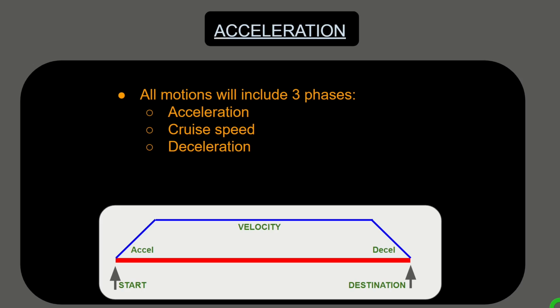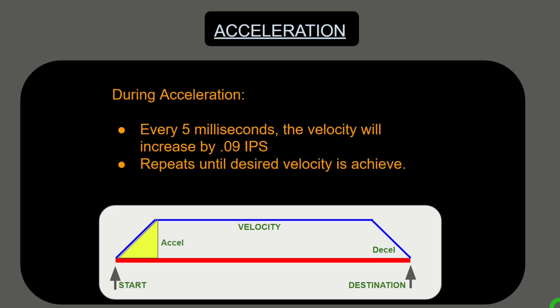During acceleration, all we're really doing is every 5 milliseconds, we're going to be adding to the velocity our rate of change. In our case, in the example thus far, it's been 0.09 inches per second. And that's what's used in our Zoomy's program as it exists. We will repeat that until the desired velocity is achieved. And I call that desired velocity the cruise speed.